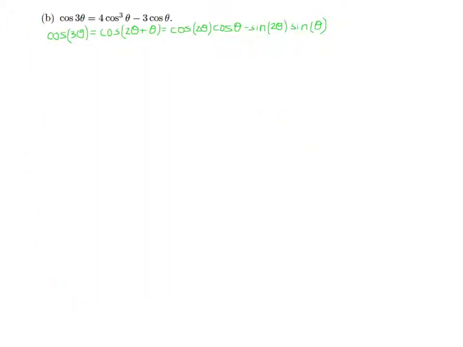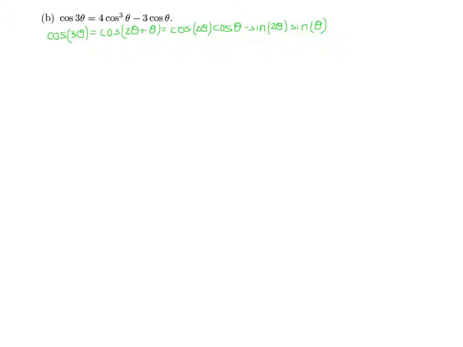Okay, this is problem number B. We have to verify that cosine of 3 theta equals 4 cosine cubed of theta minus 3 cosine theta. With this one, we're going to work with the left side because we can break up cosine 3 theta into cosine of 2 theta plus theta, and then use the sum identity, and that's cosine 2 theta cosine theta minus sine 2 theta sine theta.